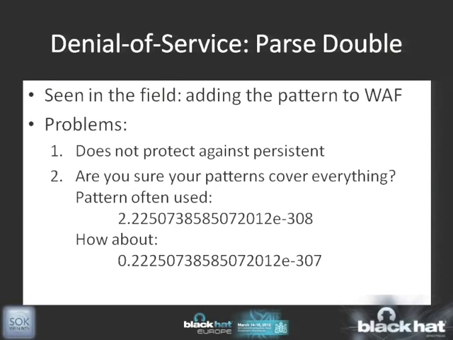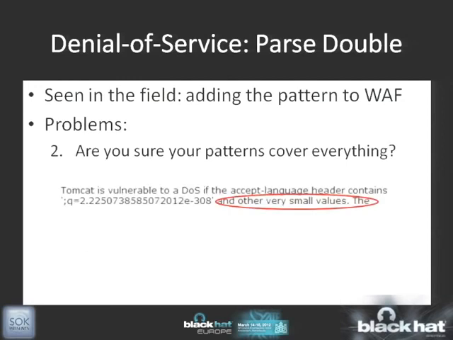I've seen this actually for real. And the CVE tells you one number, 2.2 and so on, exponential minus 308. And you can install a rule that figures out that exact number. But of course, if you shift the comma or the dot a little bit, you can go with 0.2 and so on, exponential minus 307. Well, did you think about that in your web application firewall? I hope so. Otherwise, it's not protected at all. So you have to think about a lot of things.